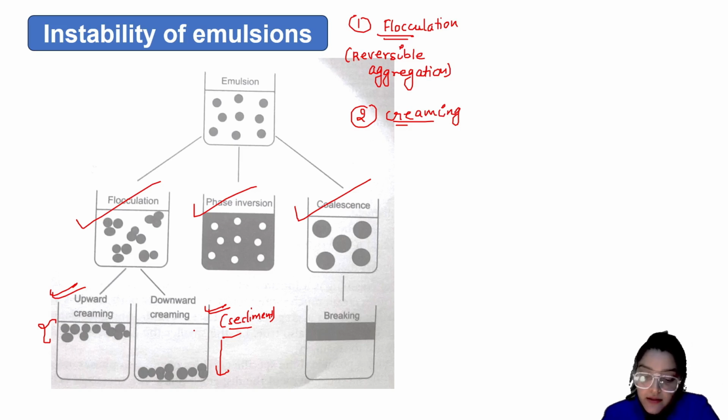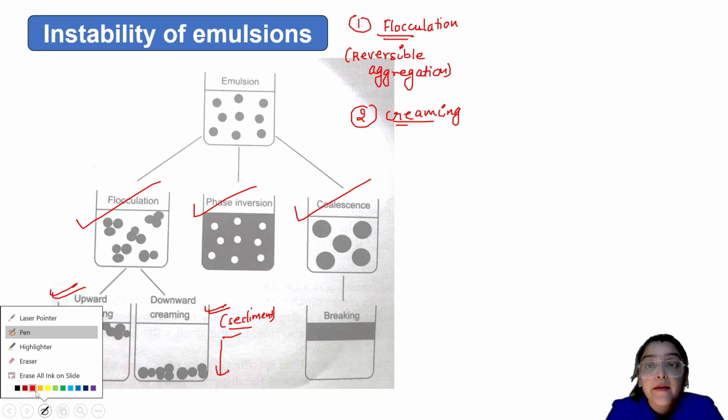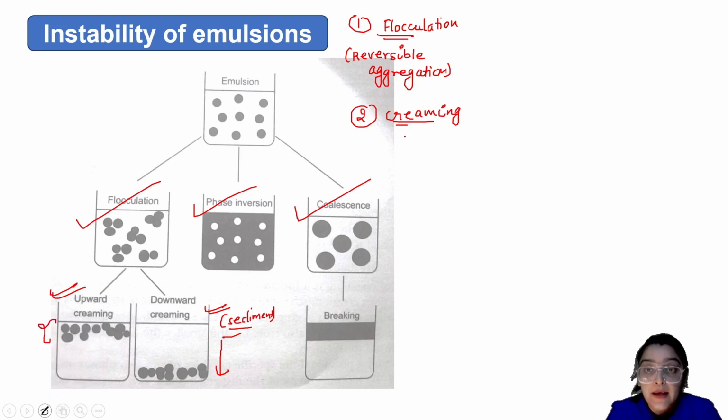So if they rise, it will be the upward creaming. If they sediment, it will be the downward creaming, only based on the type of densities that they exhibit. But one important thing that you should not forget is that in case of creaming, the sedimentation rate is based on one law that is again asked, that is the Stokes law for sedimentation. Alright, based on the Stokes law, the rate of creaming is what?